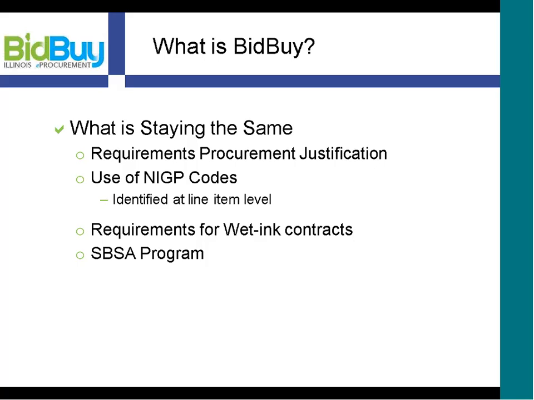What else is not changing is the requirement for wet ink contracts, by which we mean a paper contract. A contract needs to be prepared for procurements over $20,000, and that's required for filing, a requirement of the comptroller, so we can file and make payments. So we'll still be preparing contracts for any procurements over $20,000. And finally, the SBSA program, the Small Business Set-Aside program, is not changing.